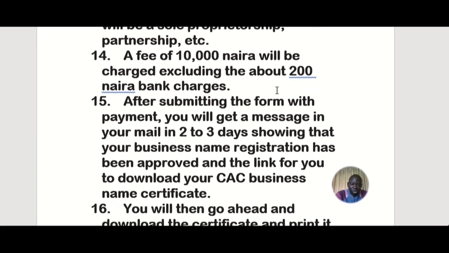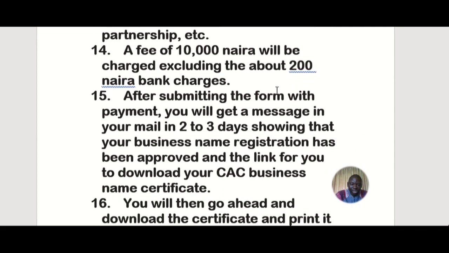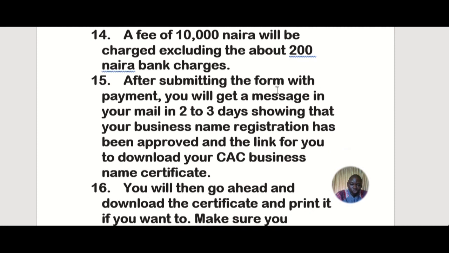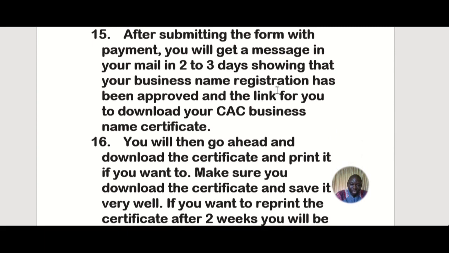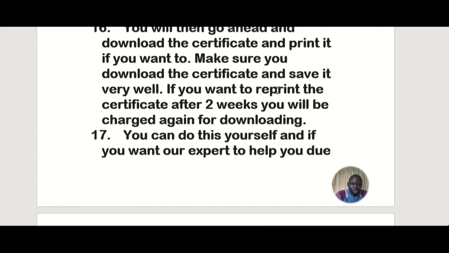After submitting the form with payment, you will get a message in your mail in 2 to 3 days showing that your business name registration has been approved, with the link for you to download your CAC business name certificate. Download the certificate and print it if you want to. Make sure that you save it very well where you can easily find it on your system or on your phone. If you want to reprint the certificate after 2 weeks, you will be charged again by the CAC for downloading.